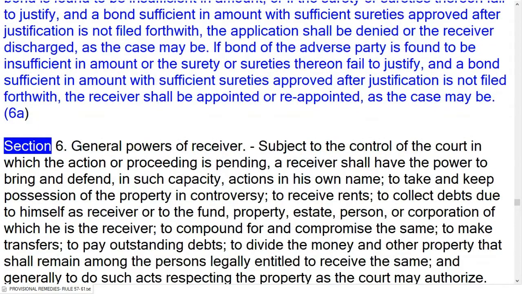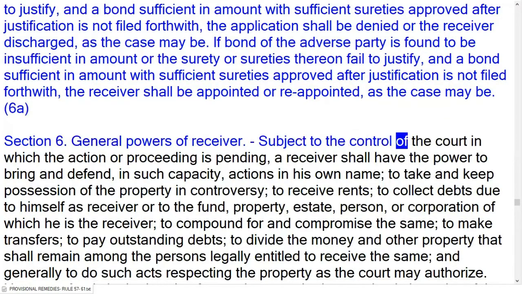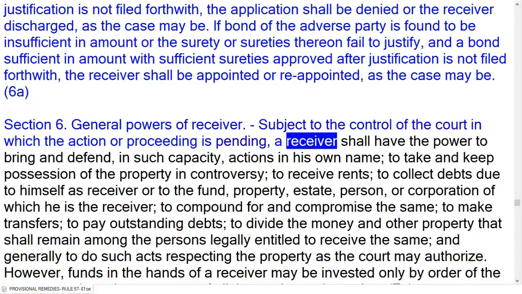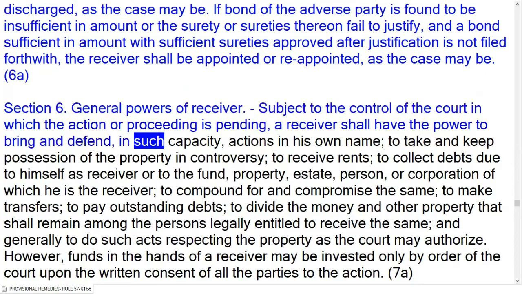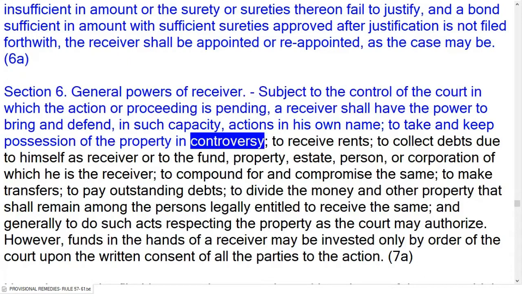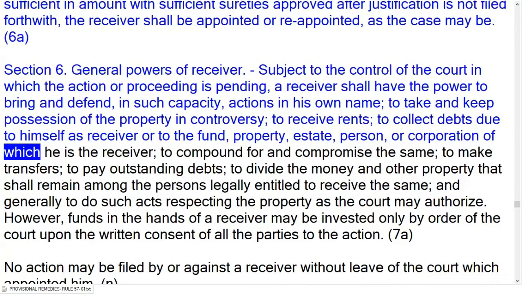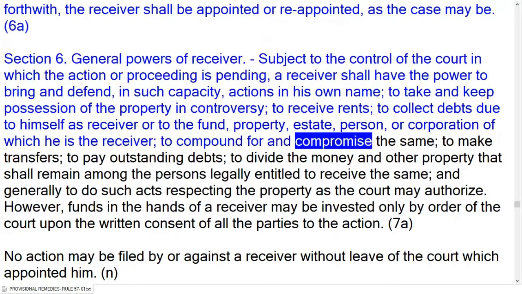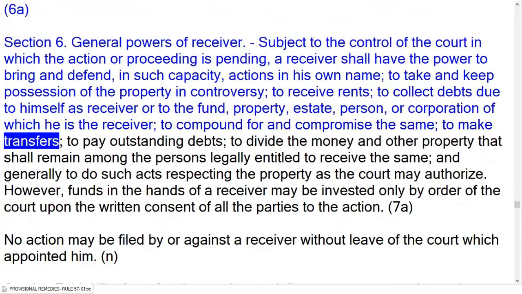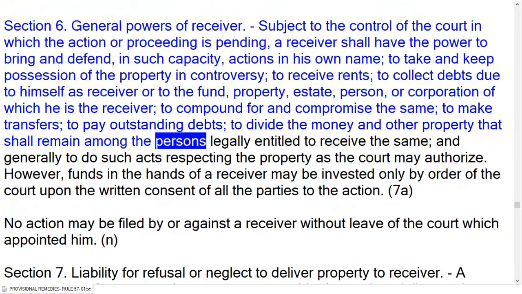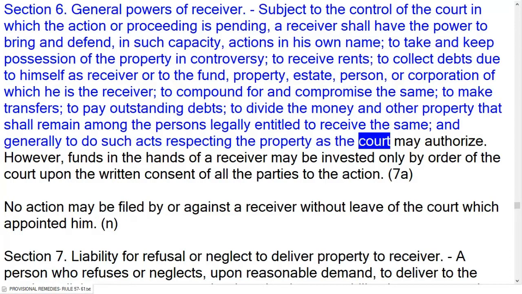Section 6. General powers of receiver. Subject to the control of the court in which the action or proceeding is pending, a receiver shall have the power to bring and defend, in such capacity, actions in his own name, to take and keep possession of the property in controversy, to receive rents, to collect debts due to himself as receiver or to the fund, property, estate, person, or corporation of which he is the receiver, to compound for and compromise the same, to make transfers, to pay outstanding debts, to divide the money and other property that shall remain among the persons legally entitled to receive the same, and generally to do such acts respecting the property as the court may authorize.